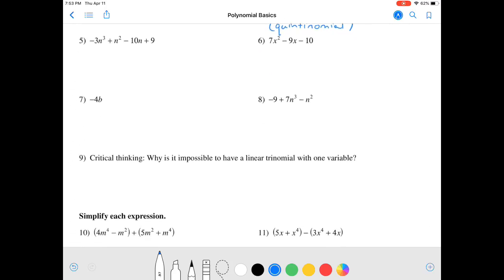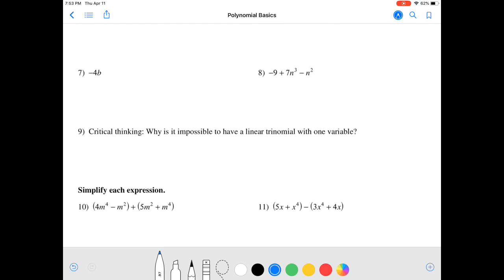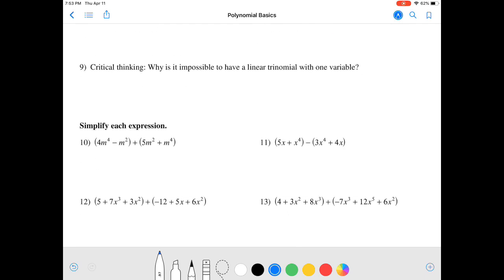Now we're going to go down here to adding and subtracting. Make sure you try to answer the critical thinking question. I want you guys to delve a little bit deeper into this information and make sure you understand. So we're going to look at problems 10 and 11 to just refresh your memory on how we do our addition and subtraction. Again, you guys were doing really well with this, so you should be fine.